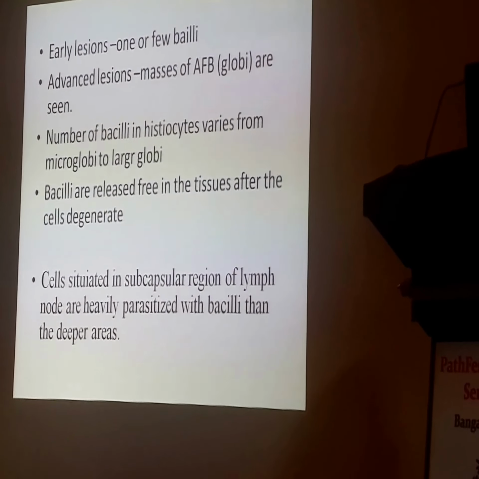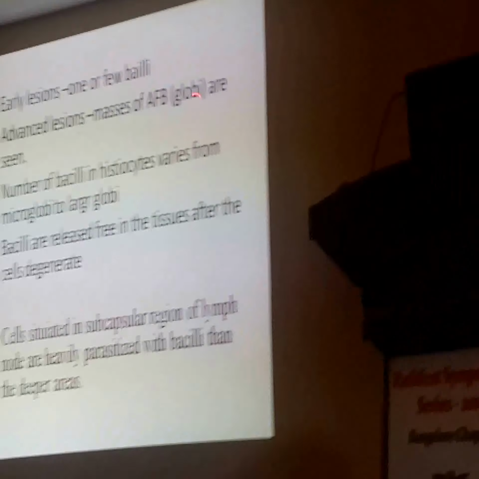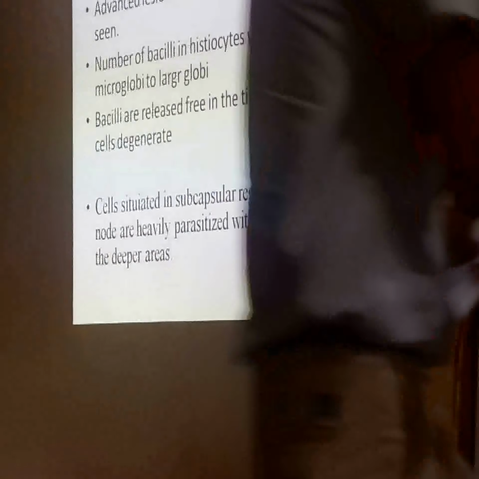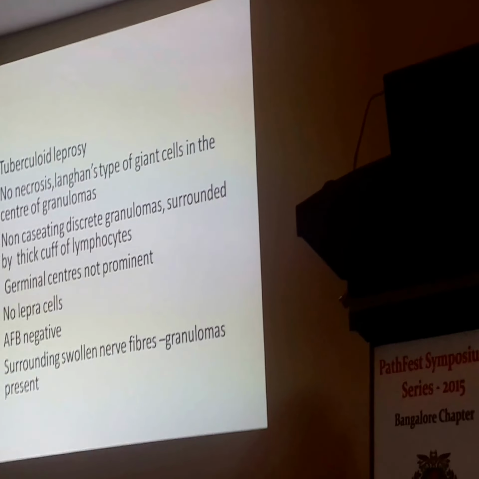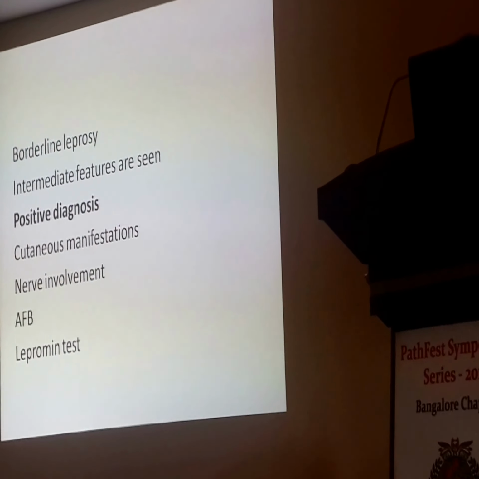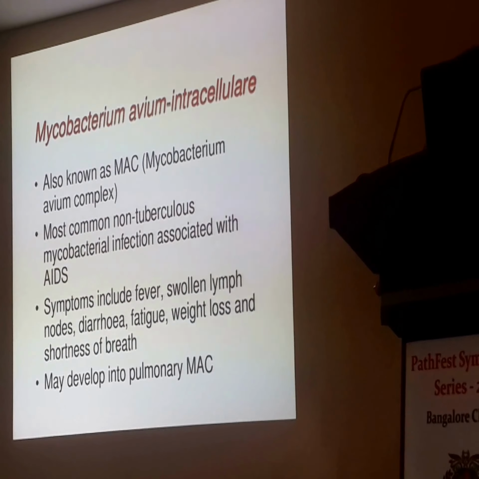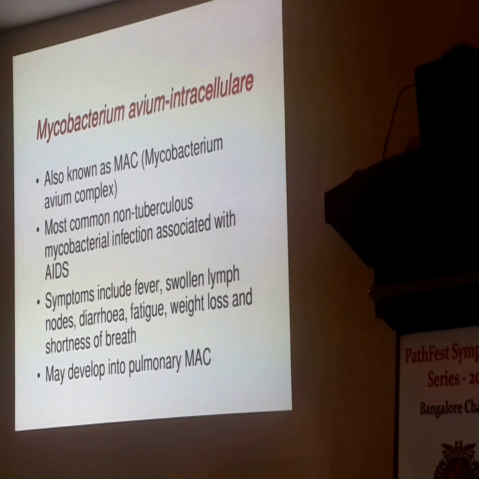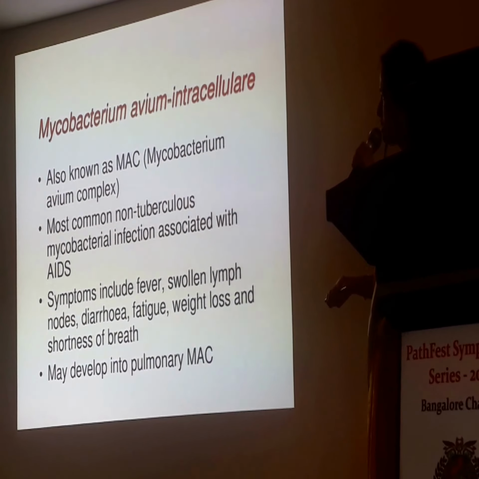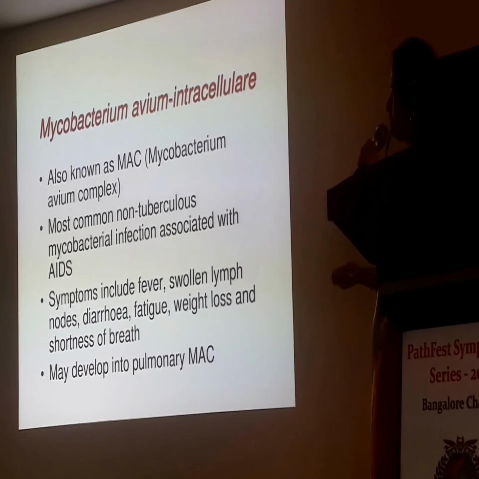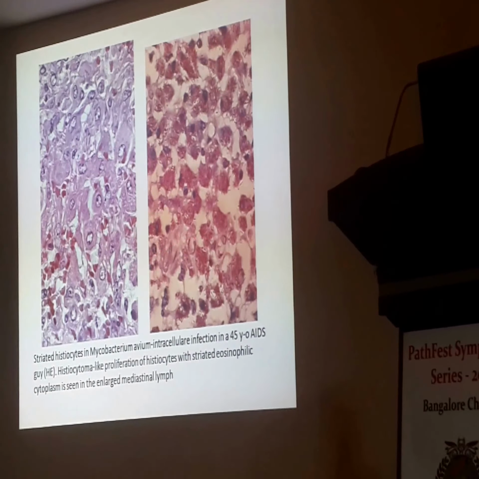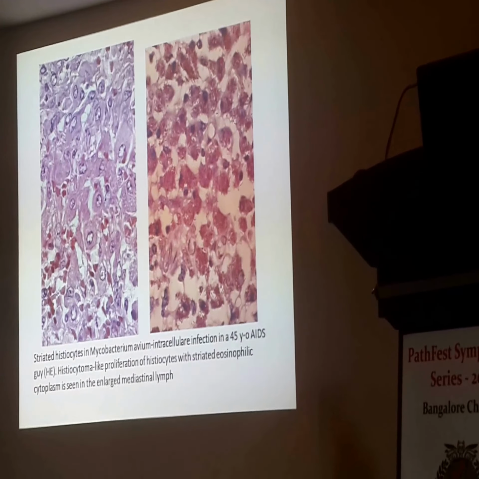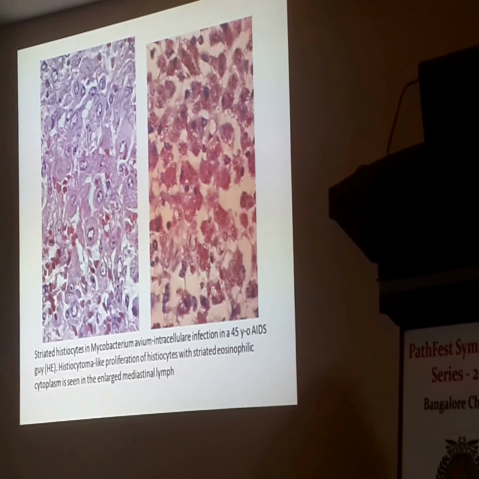Yeah, in early lesions, you may see just 1 or 2 bacilli. In advanced lesions, masses of AFB, that is globi. And they could be microglobi or larger globi. Next. Yeah. As you said, Mycobacterium avium intracellulare. Yes, next. Yeah. So this is what you see in the cells. This is stained with AFB. The next slide.